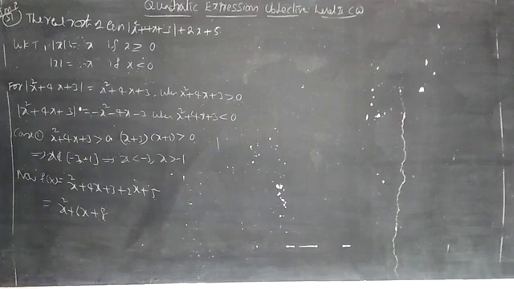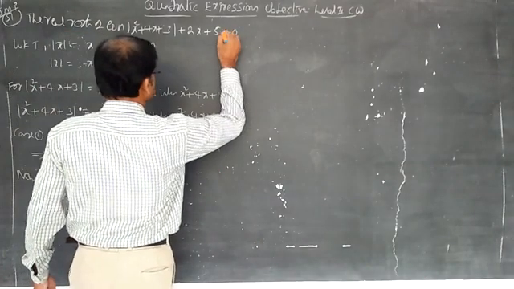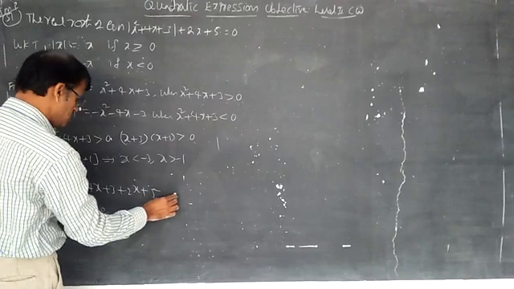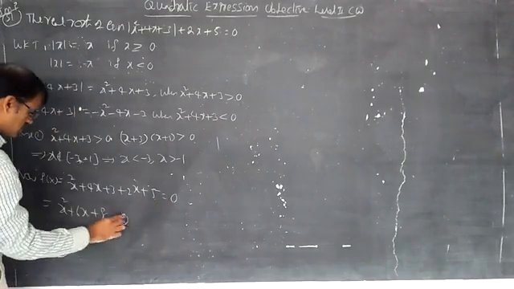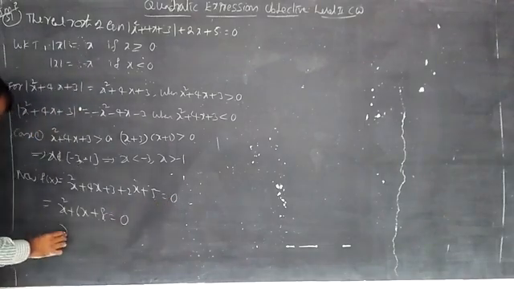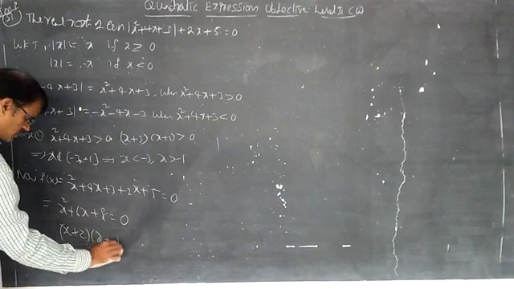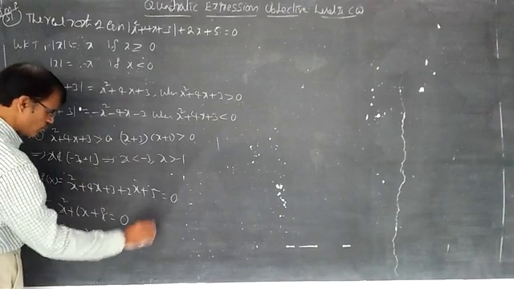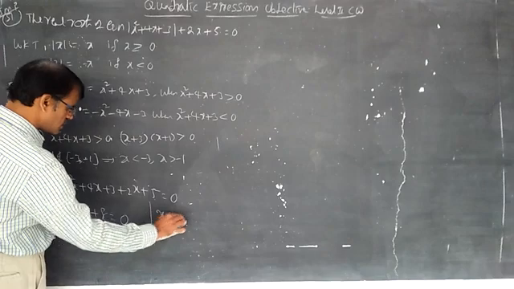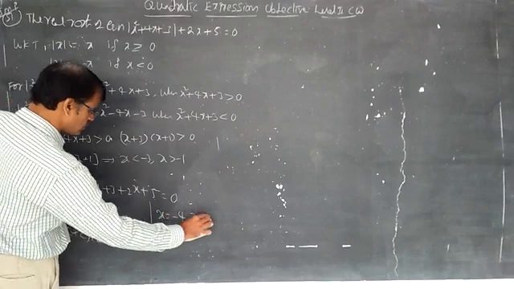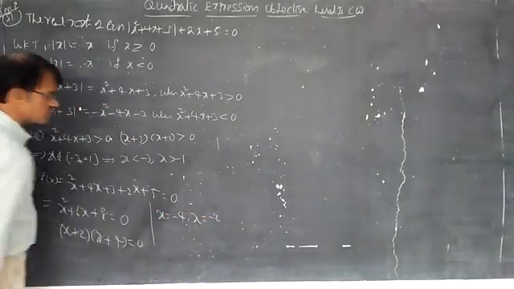It is equal to 0, so it is not an expression, it is an equation. Now x square plus 6x plus 8 is equal to 0. We can write here x plus 2 into x plus 4 equal to 0. You can understand here x is equal to minus 4 comma x is equal to minus 2.